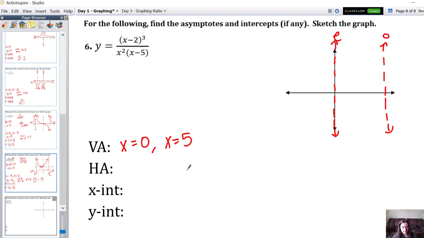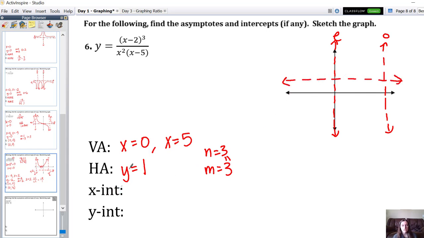For our horizontal asymptote, the degree of the numerator is 3. The degree of the denominator is also 3. Those are equal. So I'm going to look at my leading coefficients. The leading coefficient of the numerator is 1. The leading coefficient of the denominator is also 1. 1 over 1 is 1. So our horizontal asymptote is at y equal to 1.